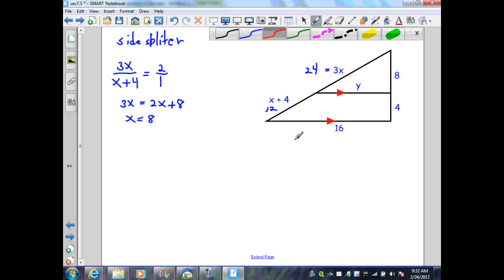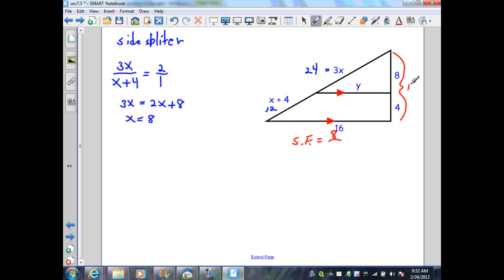That scale factor will be a ratio of 2 known sides of the small and large triangle. That would be 8 for the small triangle. I'm going to go small over large. And for the large triangle, 12. And when I simplify my scale factor, when I divide the top and bottom by 4, I'm going to get 2/3. Then I set up my proportion, 2/3 is equal to small y over large 16. Cross product rule, I get 3y equal to 32. And when I divide by 3, y is equal to 32 over 3, or 10 2/3.